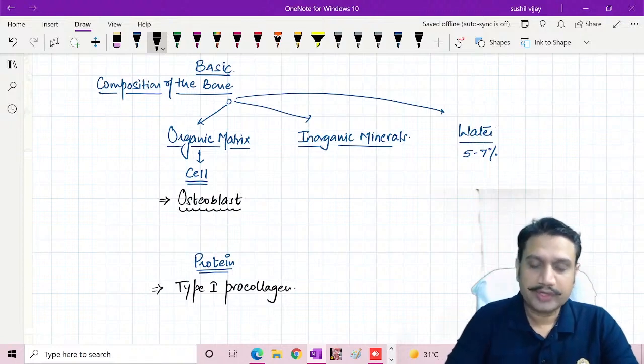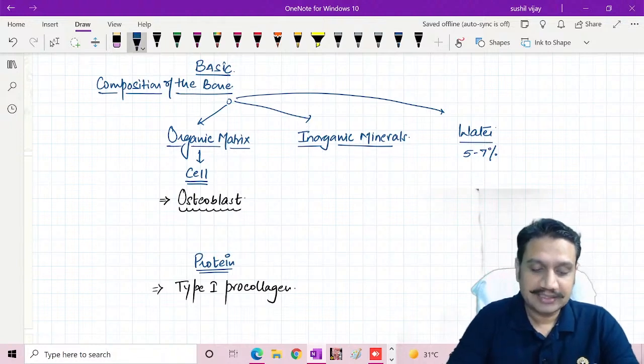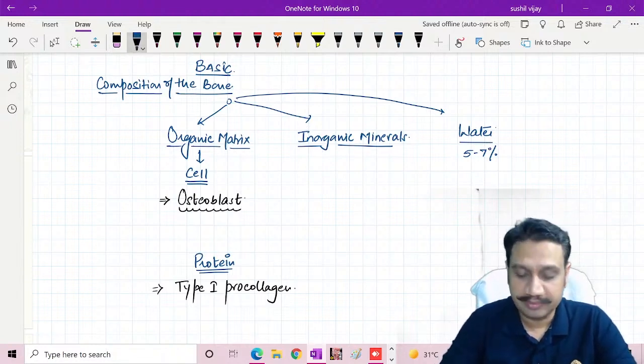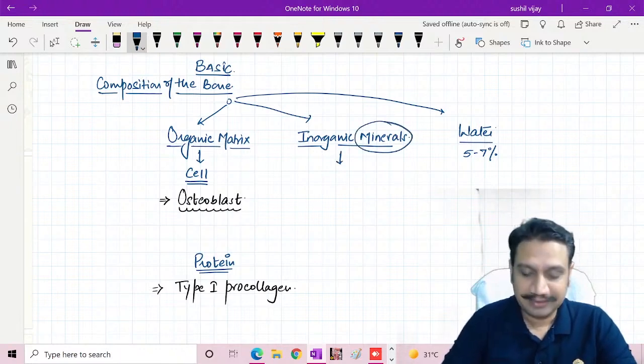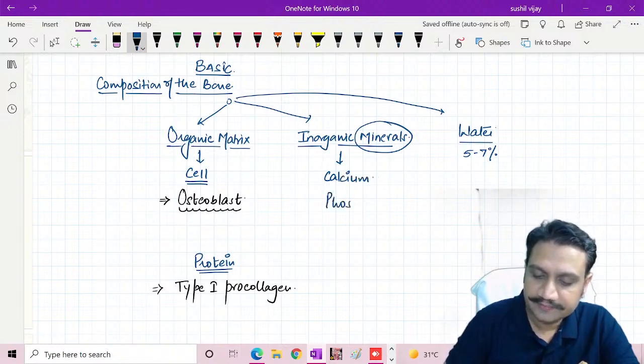What do you understand by organic? Which keeps on replicating, which is alive, which has a capacity to regenerate itself or to make itself. Inorganic means that this is something that you have to supplement, and what we have to supplement is the mineral part. So what are the main minerals of the bones? The main minerals of the bones are your calcium and your phosphate, right? Your calcium and your phosphate.